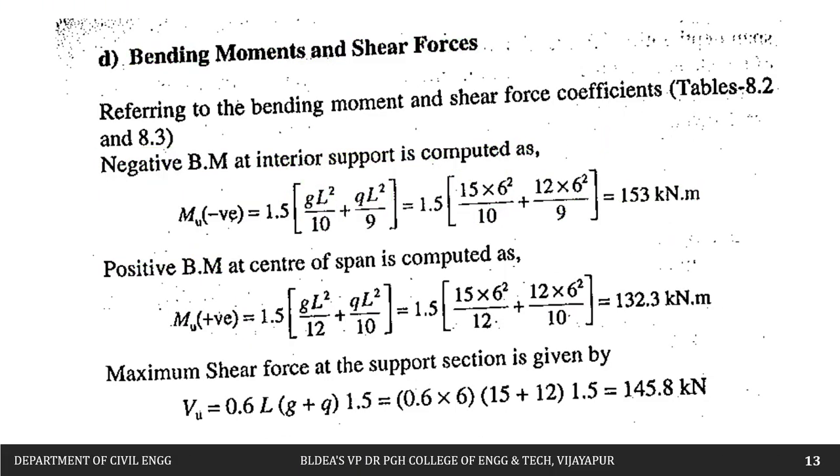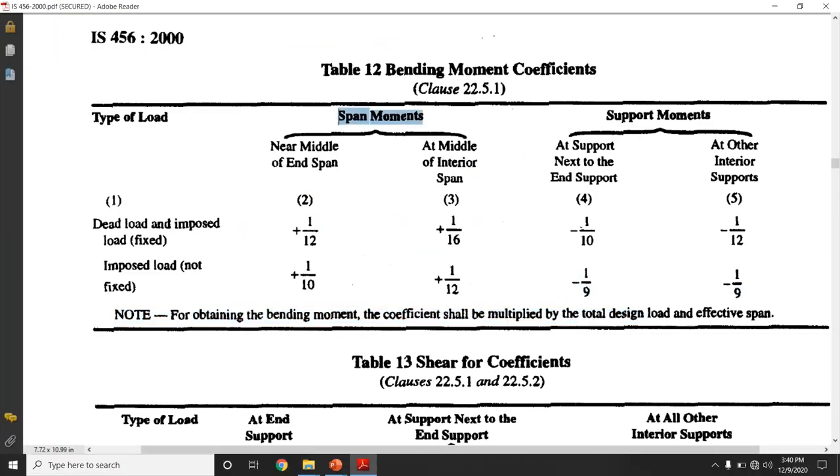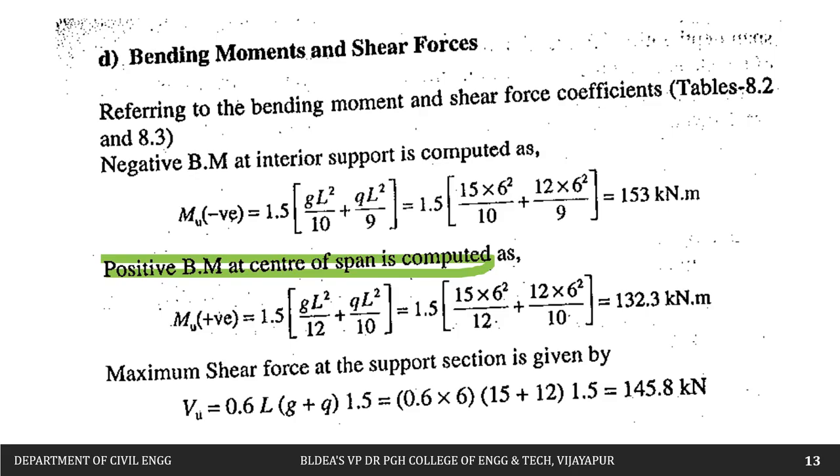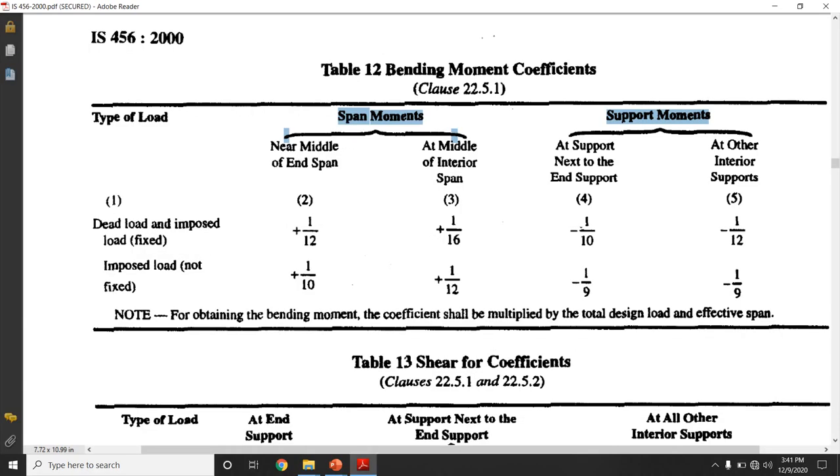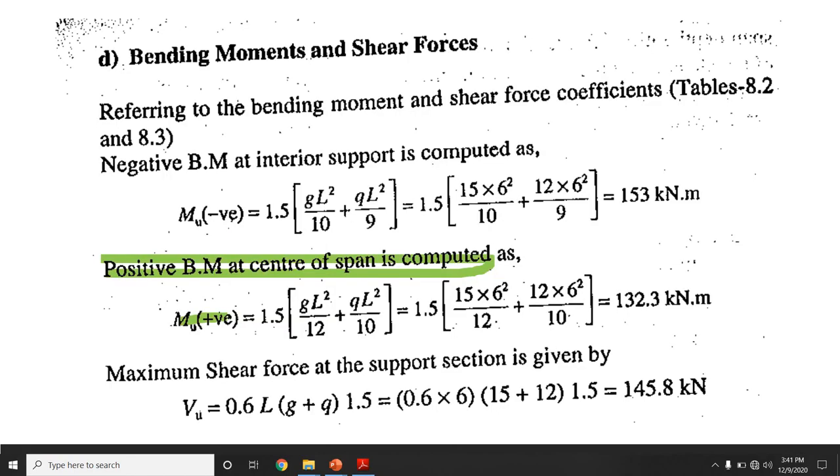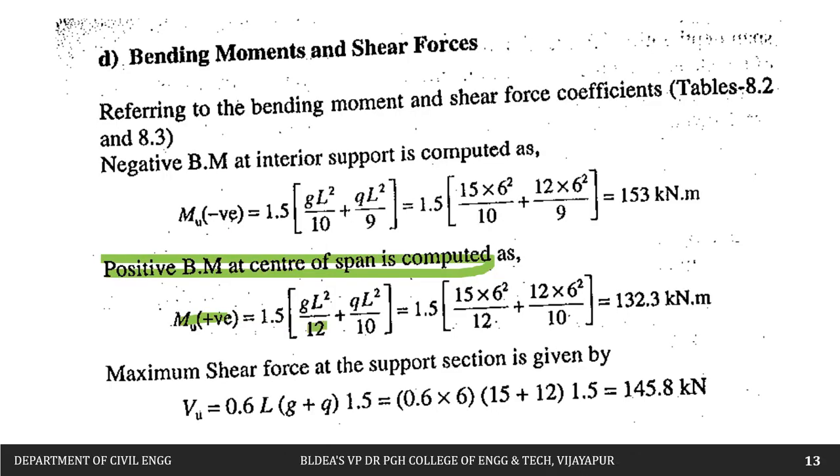Then next, if you are going for the positive bending moment, that is the span bending moment. M positive is equal to G L square by 12 near the middle of the end span, that is 1 by 12 for dead load and 1 by 10 for the live load. Same thing, we have 1 by 12 for dead load and 1 by 10 for live load, where G is the dead load and Q is the live load.